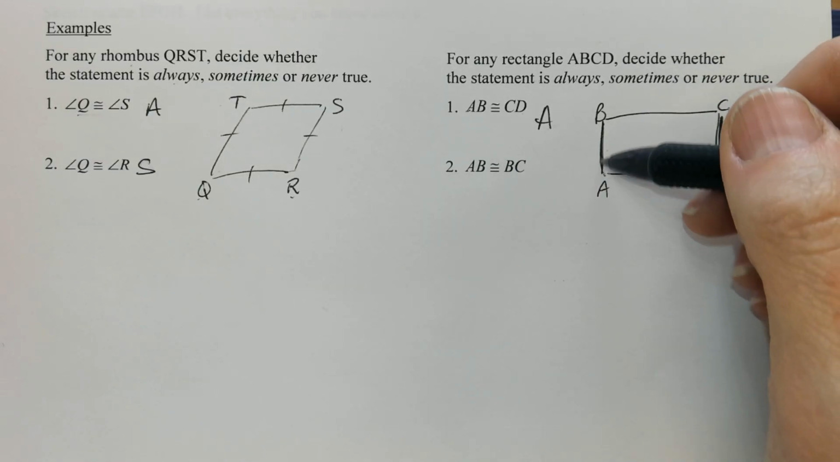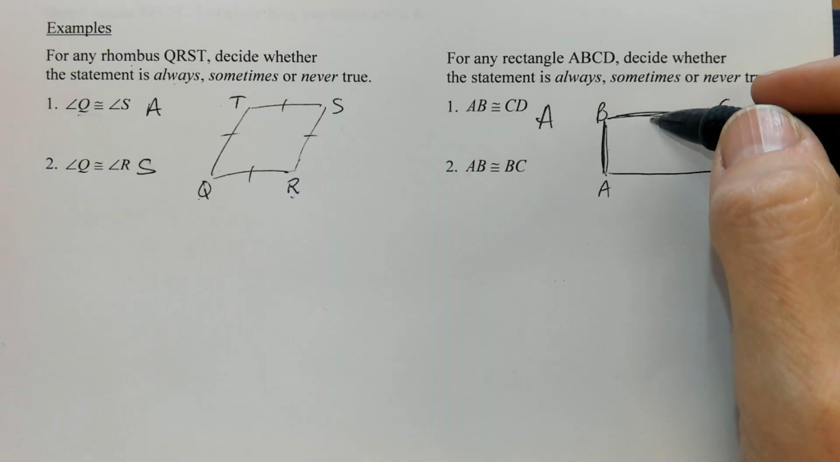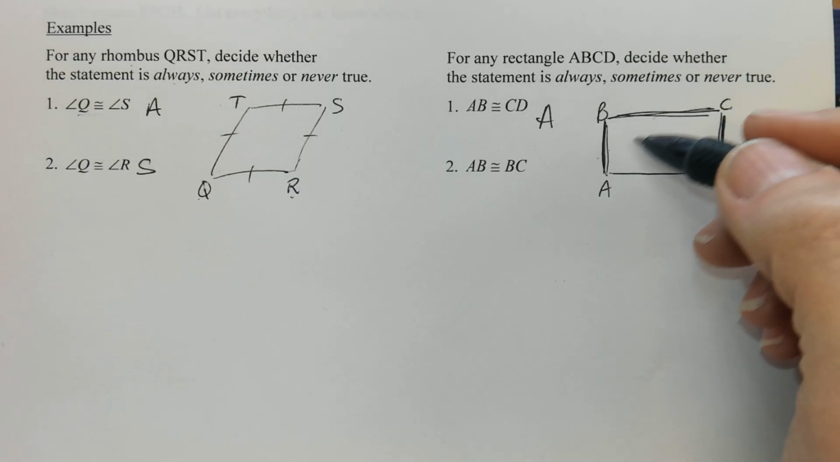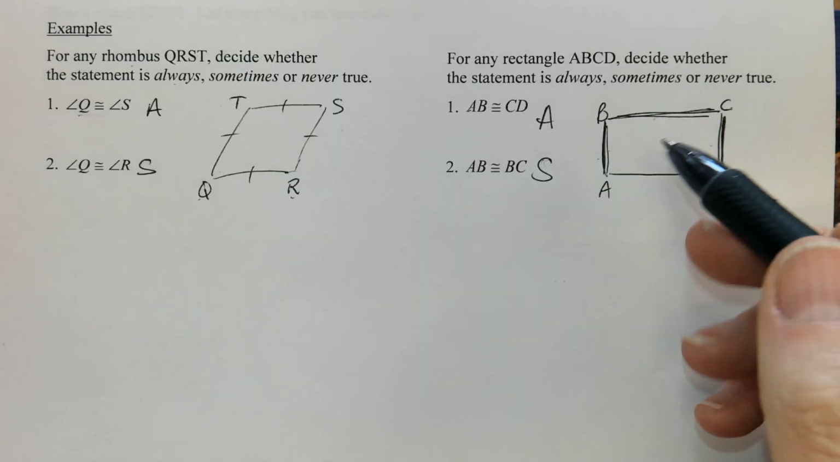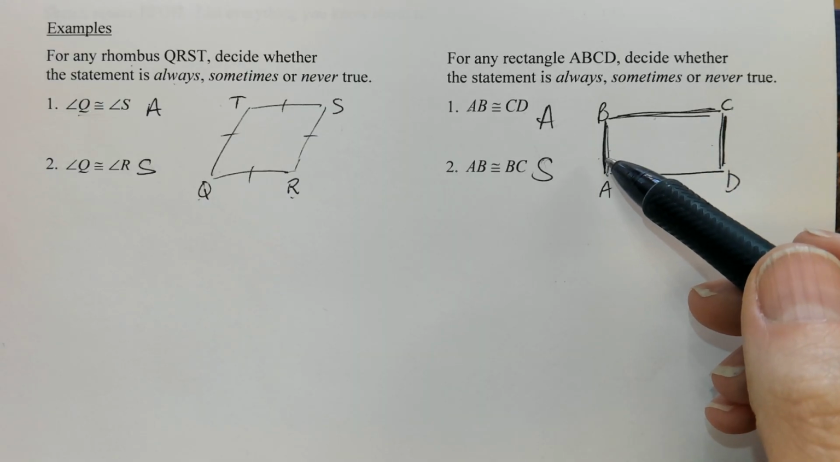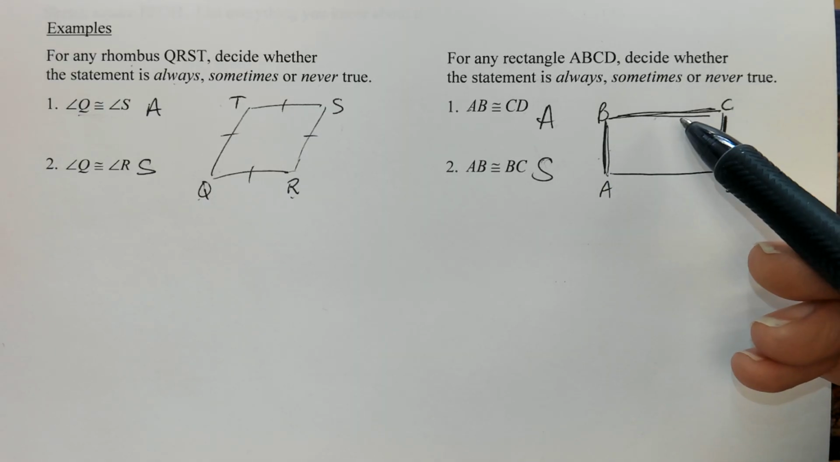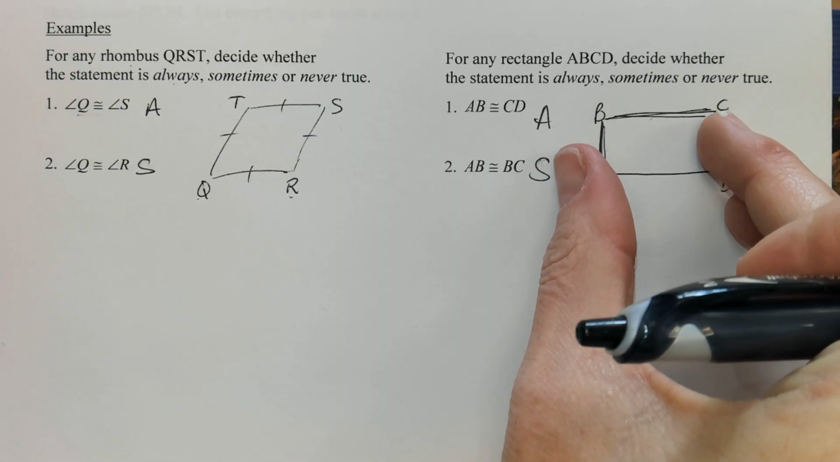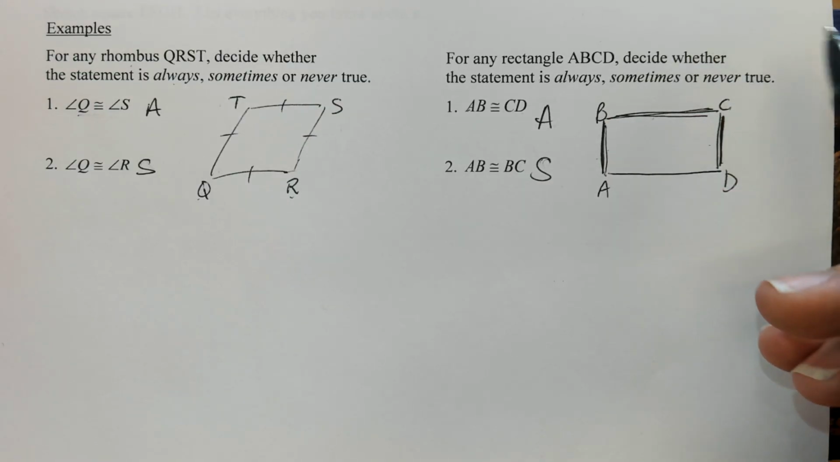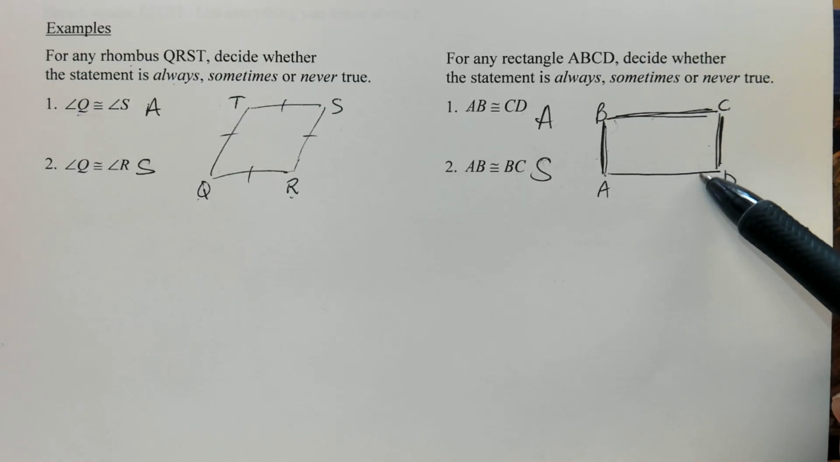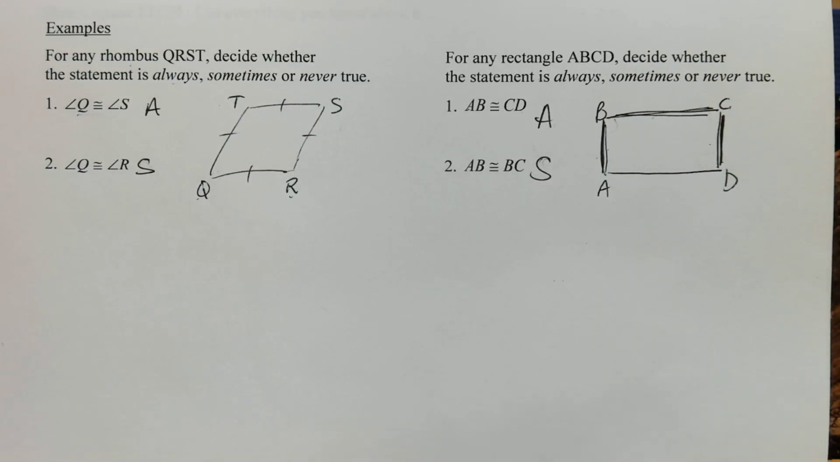And then we're talking about AB and BC. Those two sides, they could be congruent, and it only happens again when you have a square. So a square would have these two sides being equal. So if this rectangle shrunk in a little bit and still maintained that it was a rectangle with its 4 right angles, as soon as those sides became equal, then it would be a square, so that is a sometimes.